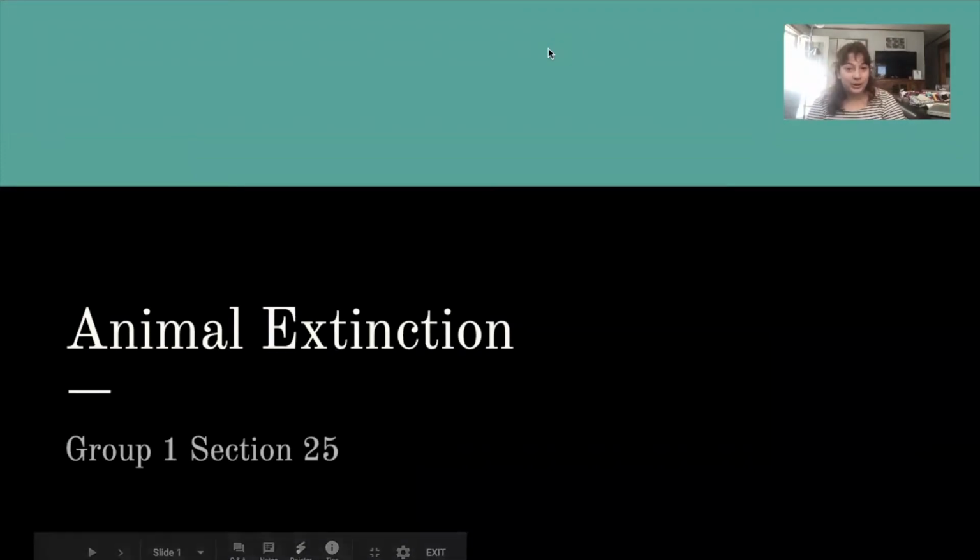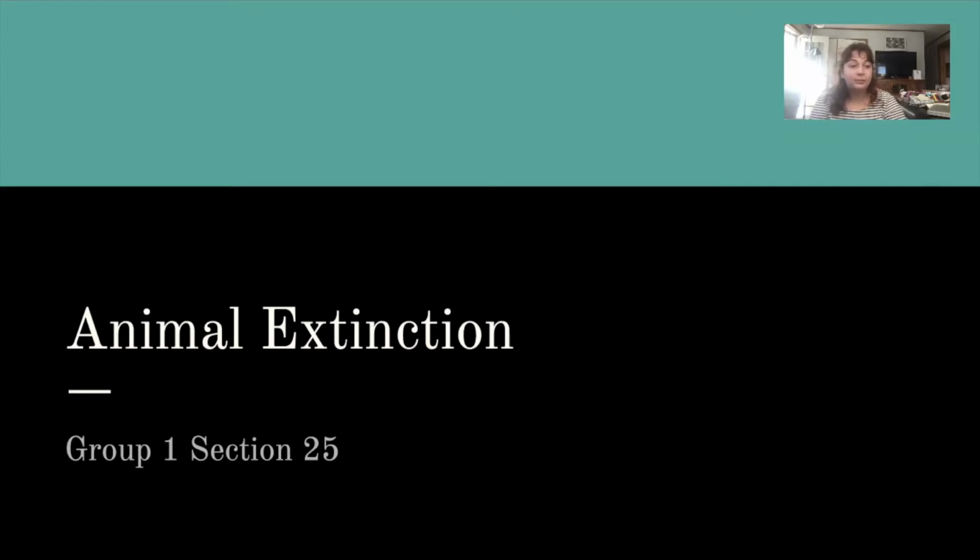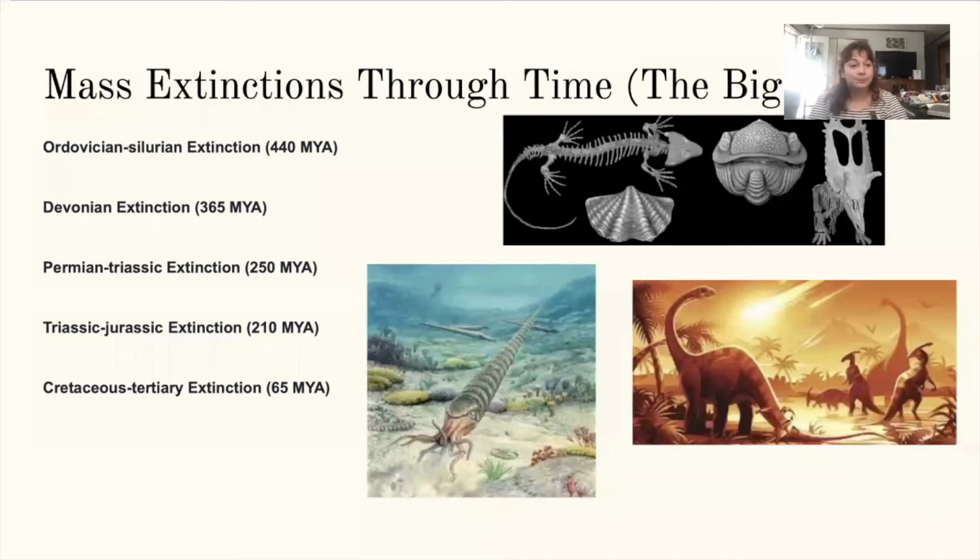Hello, we are Group 125, and today we will be informing you about animal extinctions and its different causes. To start us off, I'll be talking about the 5 mass extinctions throughout time. The following information comes from Khan Academy and the National Museum of Natural History.